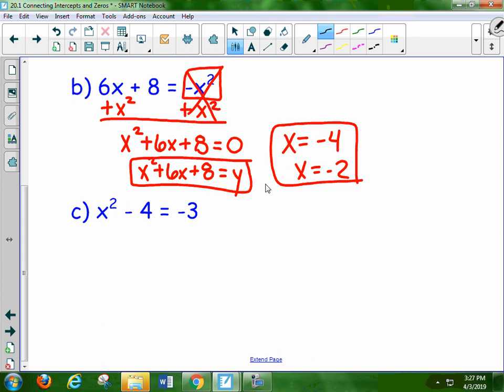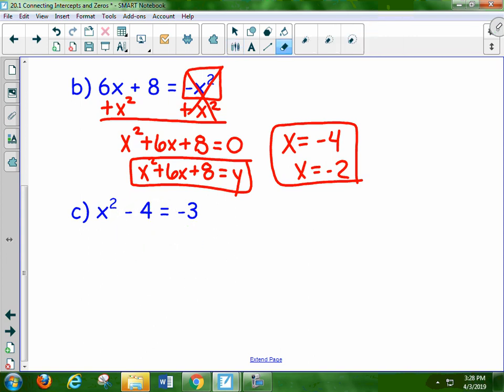So now I definitely would take a minute and try C on your own. Pause your video. Try C on your own and see if you can do it. Hopefully you've now taken a minute and you're back after trying C to see if you got the right answer. So now I'm going to add 4 to both sides. These two cancel out. I'm left with x squared.